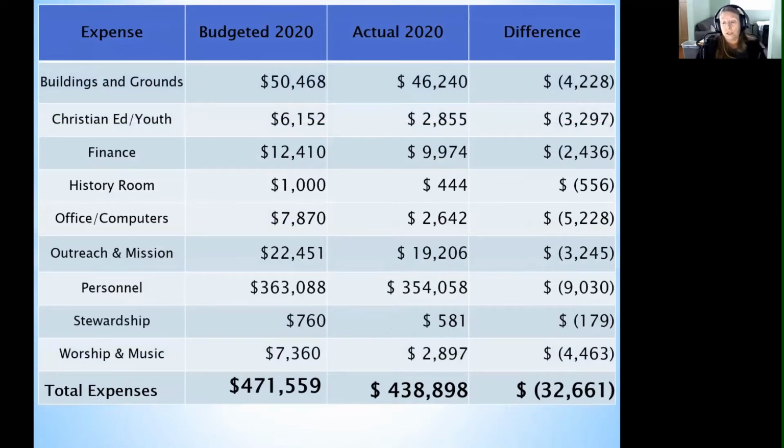The awesome thing here is you can see everybody chipped in and underspent their budget for the year. So it helped lessen that impact of the fact that our income was down by so much. Buildings and grounds by a little over 4,000, Christian ed 3,200, finance, history room. You can just see as we go through, office and computers, excellent, awesome job. Outreach and mission, just a quick word on that. That was mostly our advertising and more administrative costs. All of the donations that we do to the various groups were kept at their normal levels. So that part is just more of the administrative costs where we tried to pare things down.